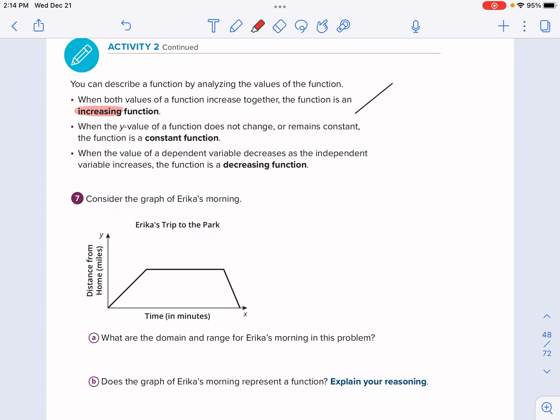And then when the y value of a function does not change or remains constant, the function is a constant function. So that is a zero slope, or not increasing nor decreasing. And when the value of the dependent variable decreases as the independent variable increases, the function is a decreasing function. So that looks like a negative slope. Okay, right, as we go to the right, we're going down.